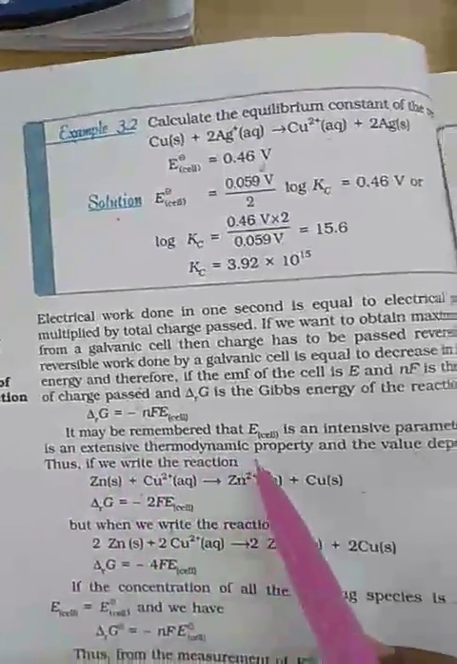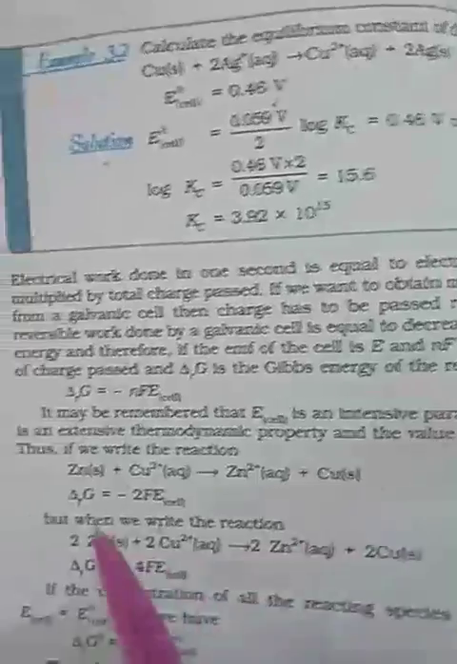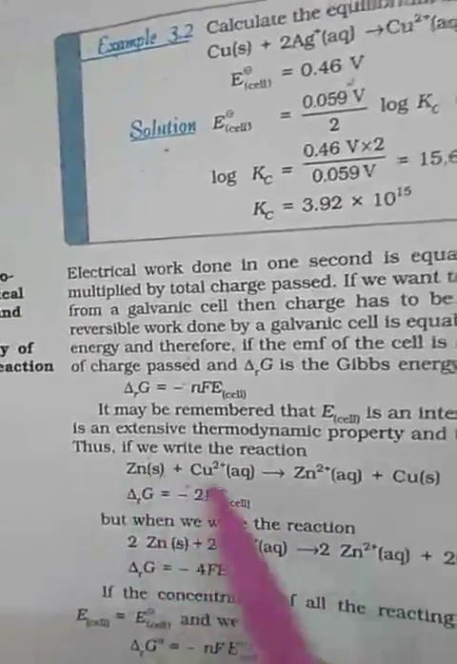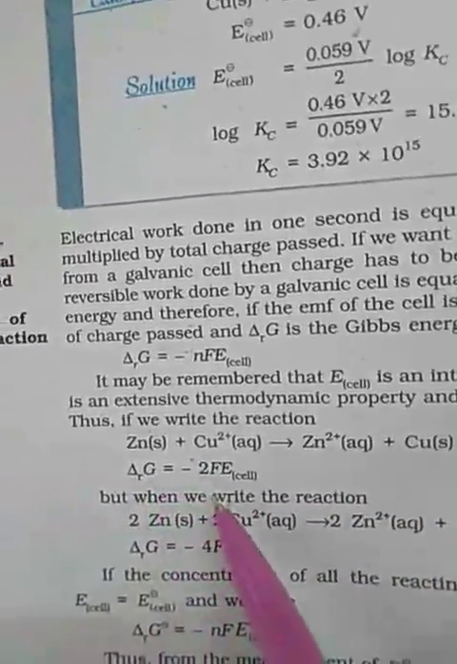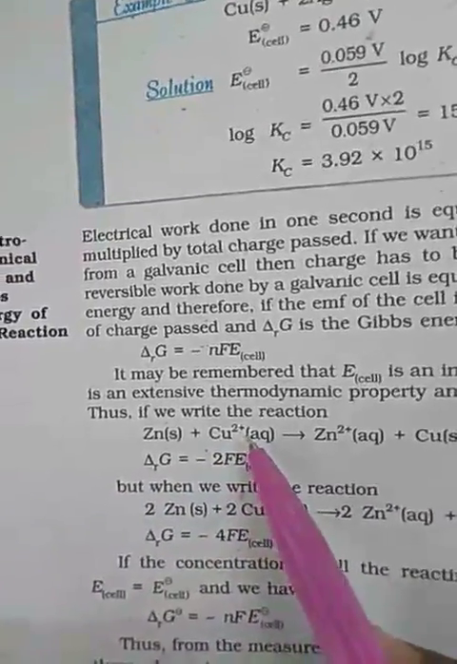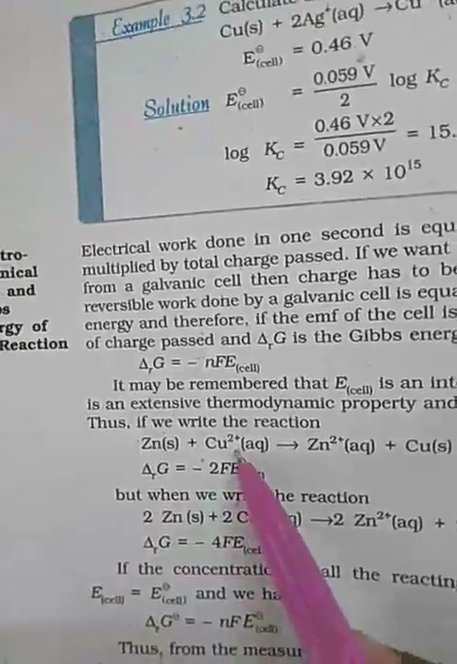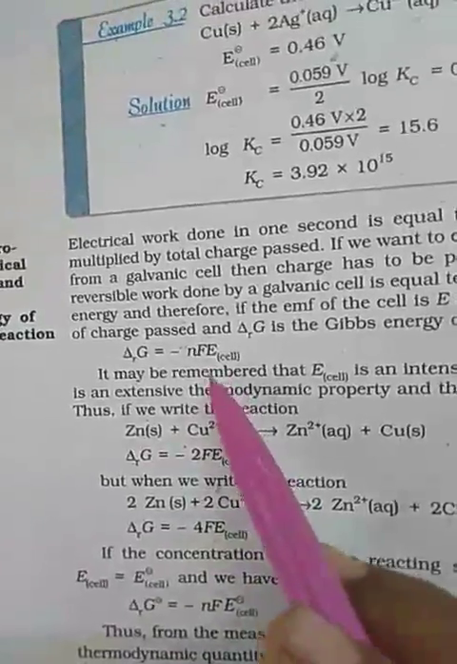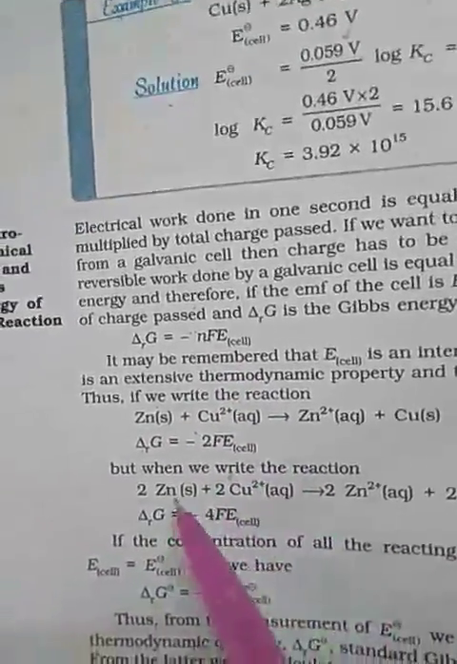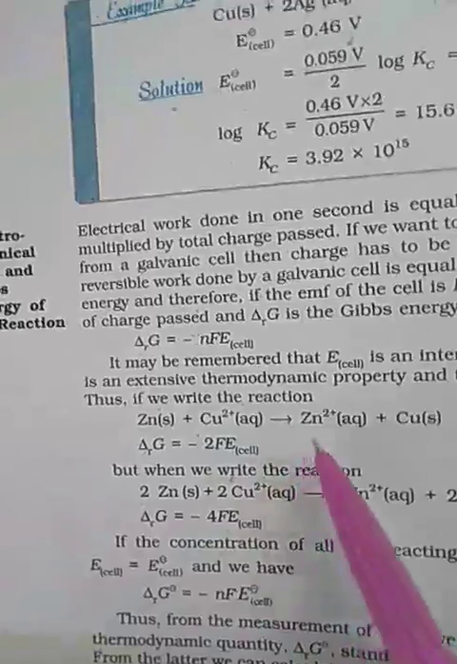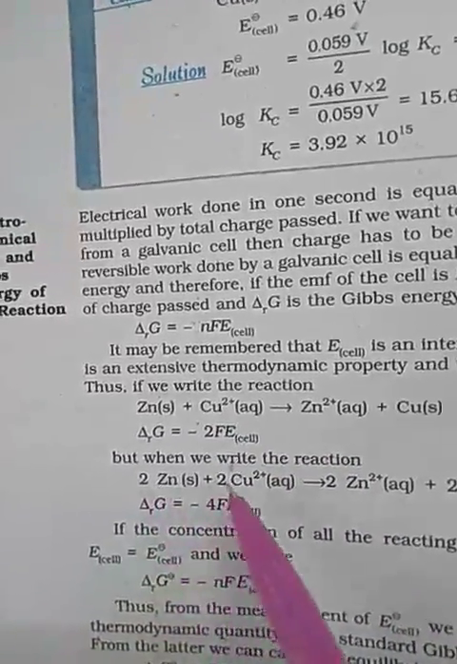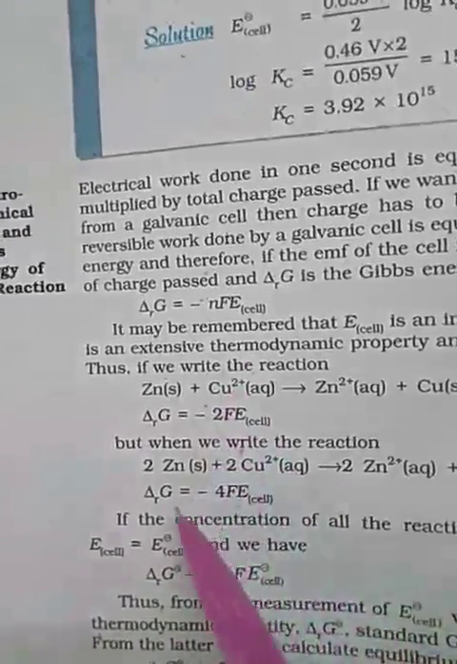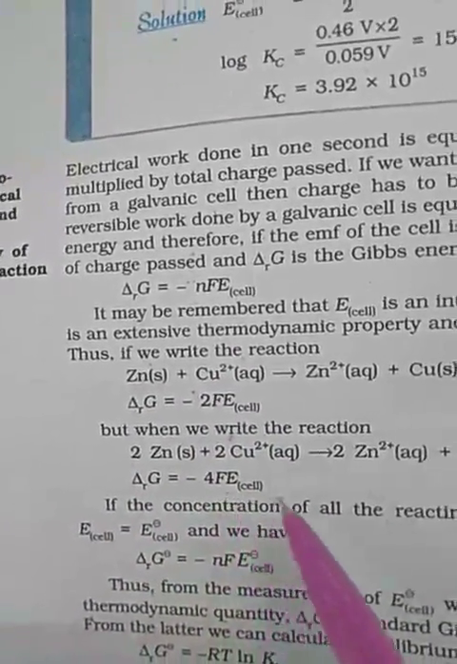Now it may be remembered that for this equation I am taking the Daniell cell, zinc, copper, zinc plus 2, and this ΔrG is equal to, here the conversion is plus 2 electrons, minus 2, number of electrons are 2. So instead of n we are writing 2, F, Faraday's constant, and E cell. But when we write the equation we are balancing. We write the equation 2, 2 and like that. Then it will be ΔrG equals minus 4 F E cell.